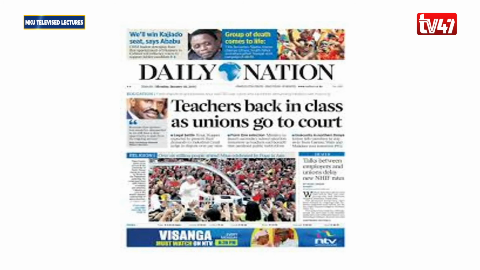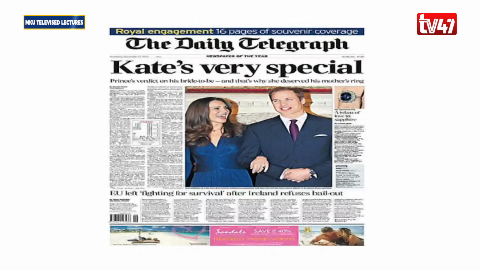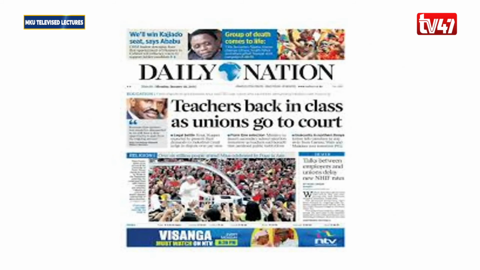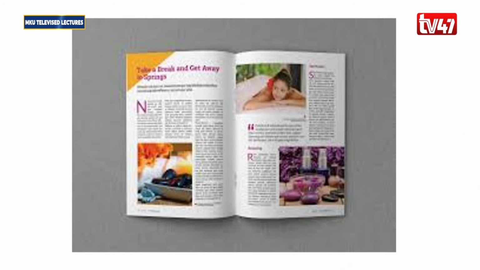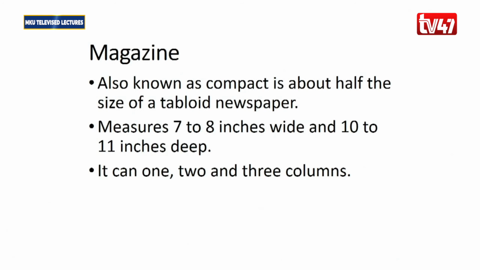So we've given an example of the Kenyan Daily Nation. The look of the Daily Nation, if you compare that look to this one, is much smaller than the look of, say, the Daily Telegraph in the UK. And then the third category is now the magazine format, and this one is now much smaller than the newspaper.